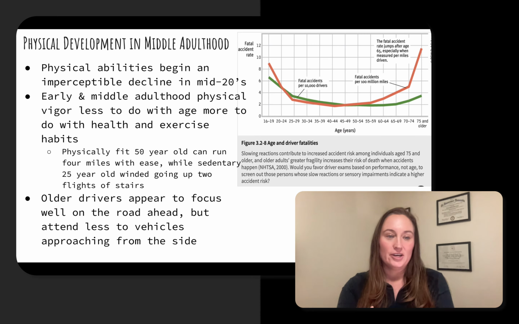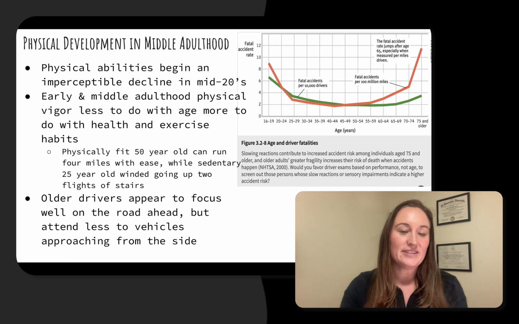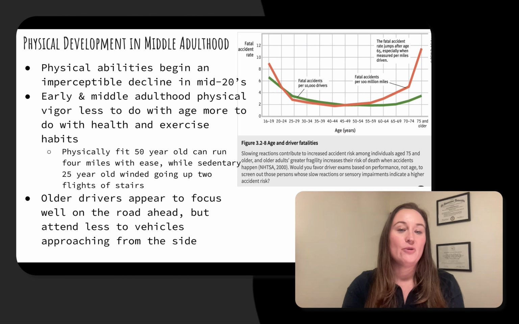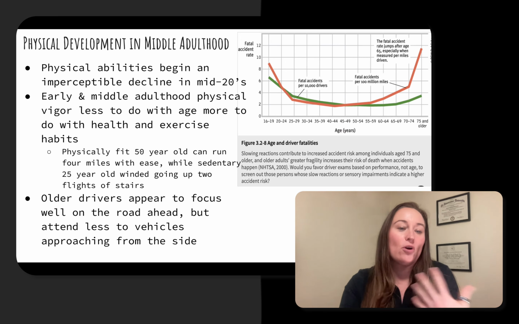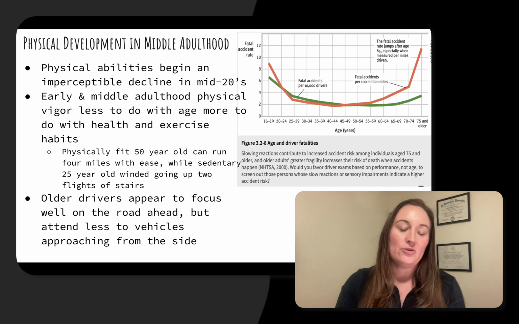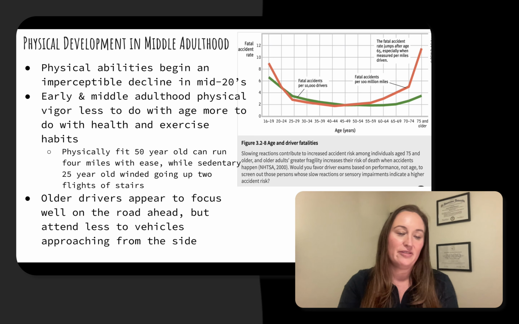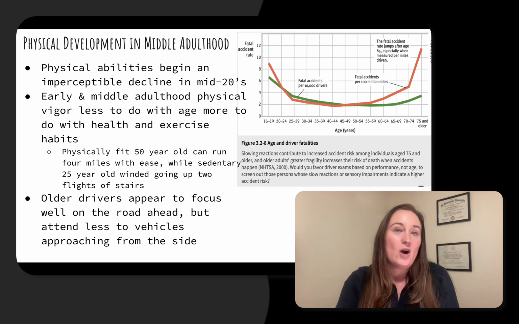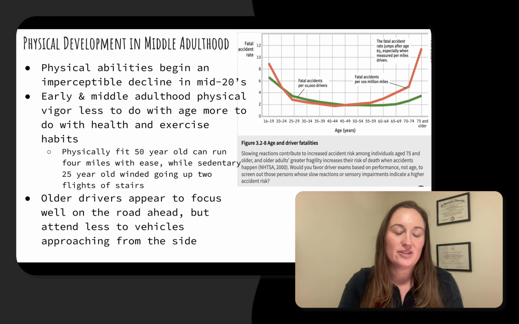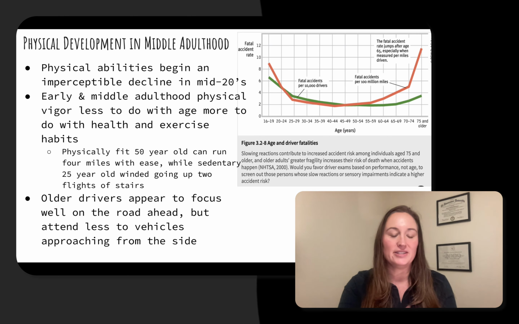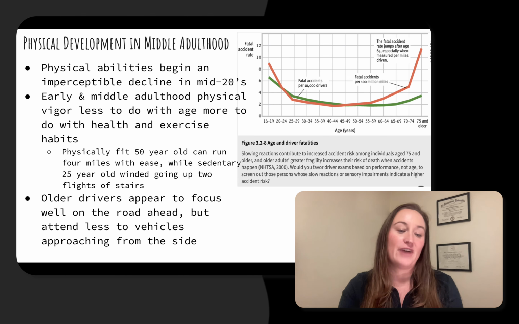In early and middle adulthood, your physical vigor has less to do with your age and more to do with what you choose to do, right? Your exercise routine and consistency, what you eat, your lifestyle plays a huge role at this stage. A physically fit 50-year-old can run 4 miles with ease, while a sedentary 25-year-old could get winded going up the stairs. So it's all really relative at this point, and it depends a lot on those environmental factors.